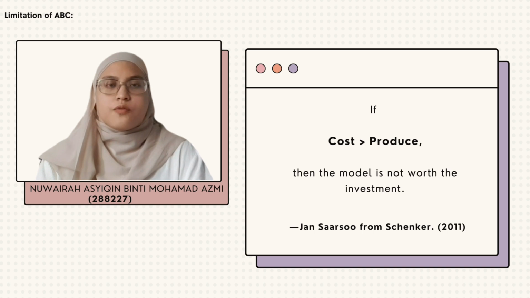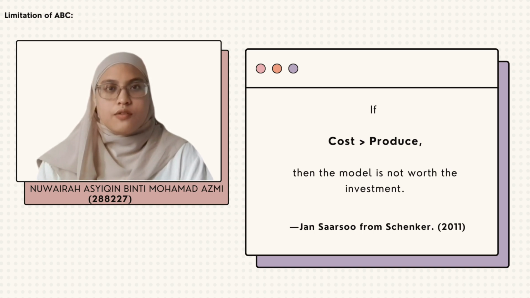Schenker Company is a former user of the ABC costing method and is now implementing traditional costing in their company. This is because if Schenker invests in ABC and then the board of directors refuses to implement the model, then all the money and effort Schenker put in will go to waste.